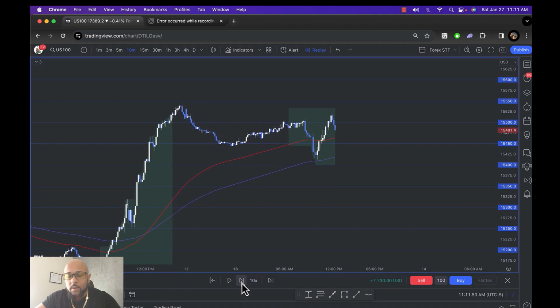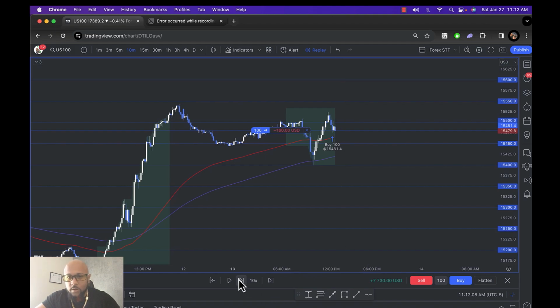All right, and now it's retracing. I'm going to go ahead and place this long. And what are we going to target? We're going to target previous highs, which is back here. So this is going to be right around the area where we're going to start taking some profit, right? Let's go forward.